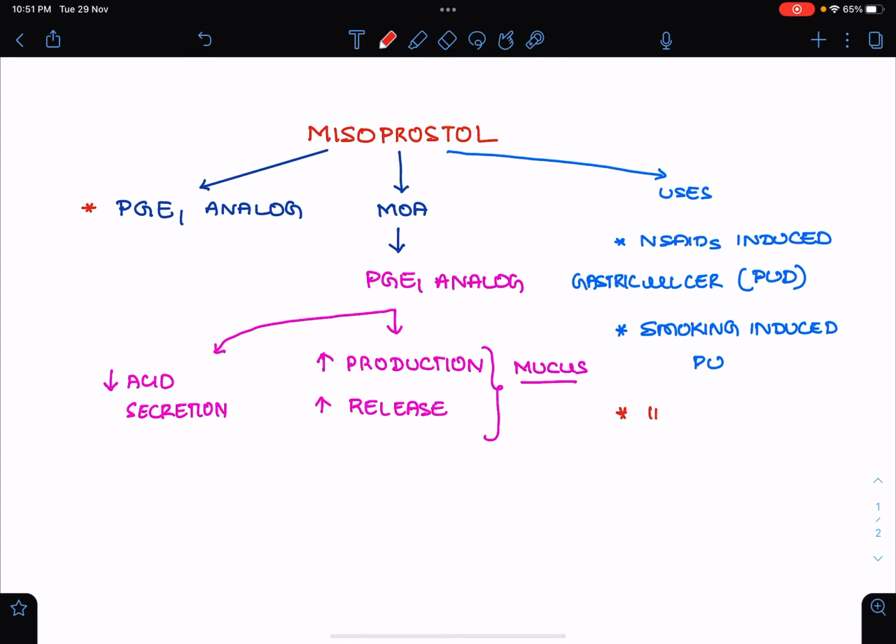This has also been used where? For induction of labor. To ripen the cervix, we use misoprostol. Induction of labor. So these are the uses.